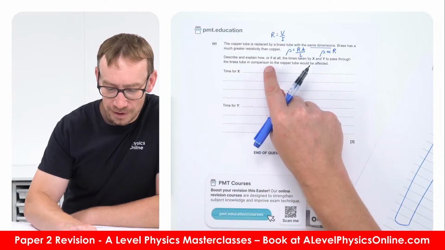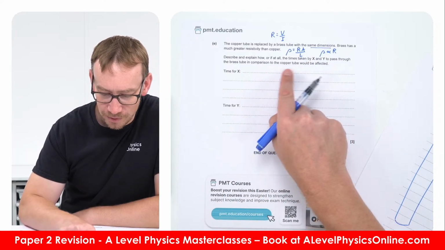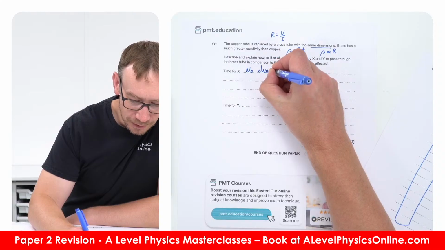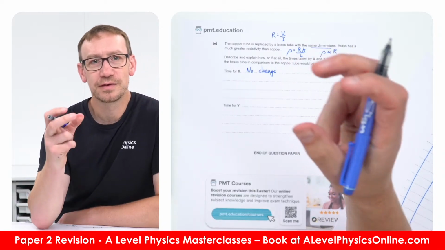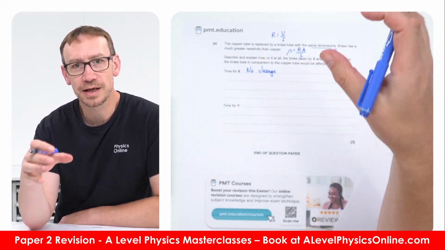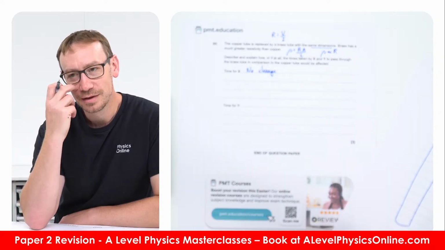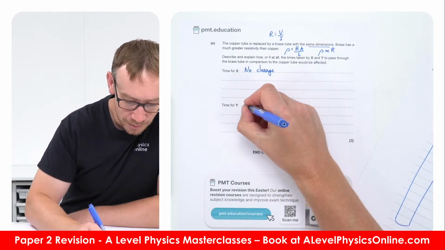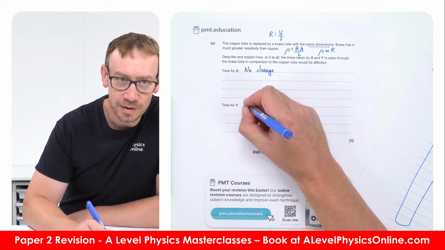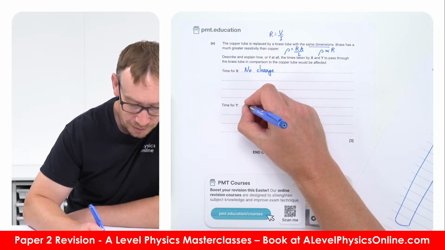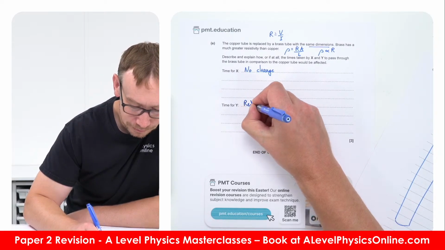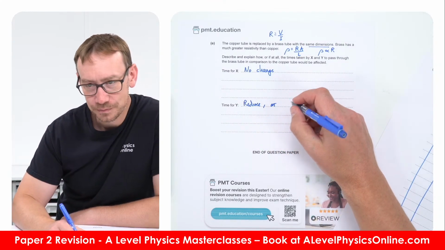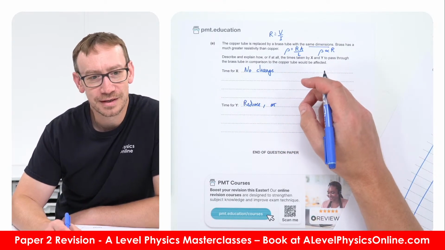So describe the effect on the time it takes for X and Y to pass through the brass tube. So time for X is no change. There'd be no change as the aluminium ball dropped, because there wouldn't be a magnetic field causing these kinds of currents with Lenz's law. But for Y, the time would get quicker, so the time would reduce as the force against it.